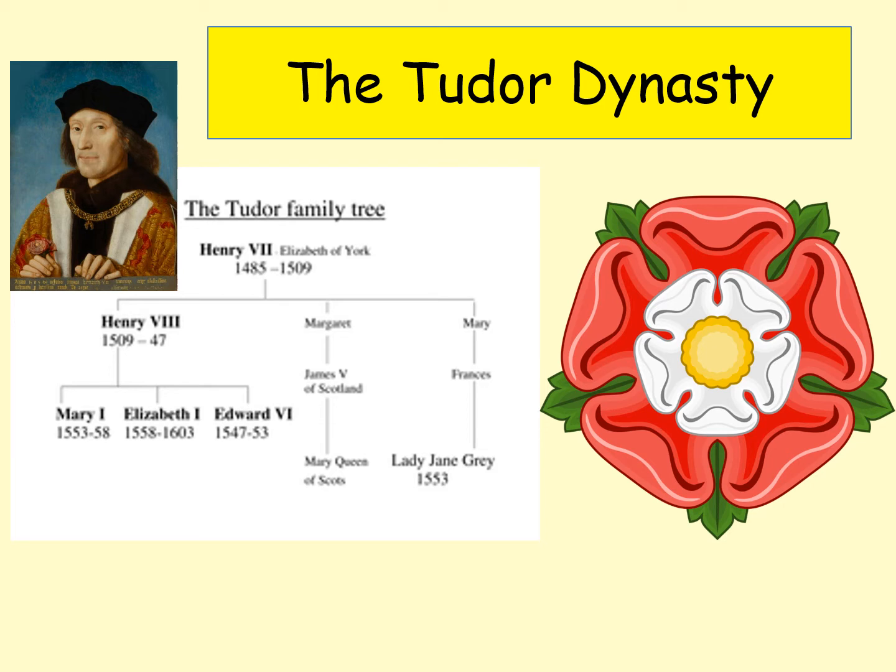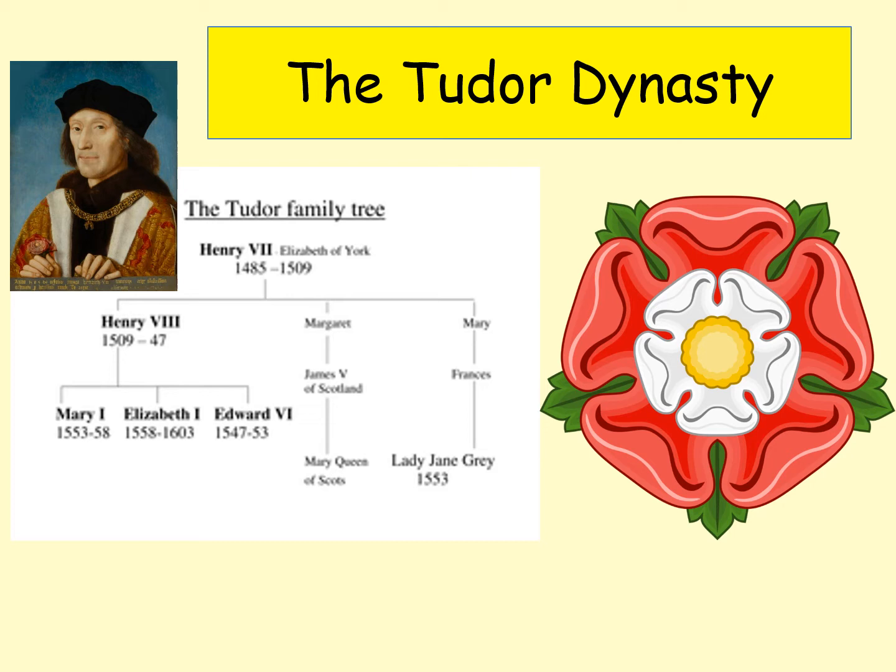What Henry Tudor, Henry VII, as he became known, did was he married Elizabeth of York, and they combined the red rose and the white rose together to make this, which was the symbol of the Tudors, the Tudor rose. Henry VII set about trying to create a more stable monarchy and ensure that the Tudor dynasty, the Tudor family, would last for a very long time.